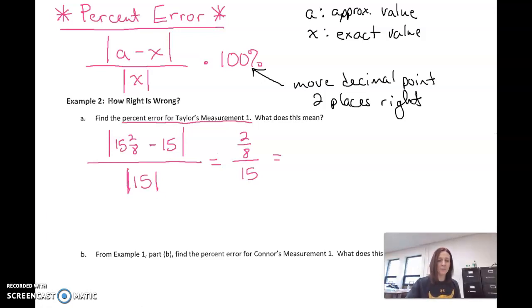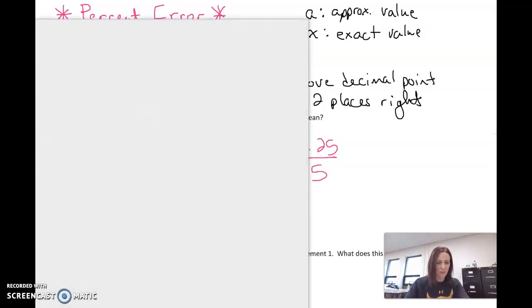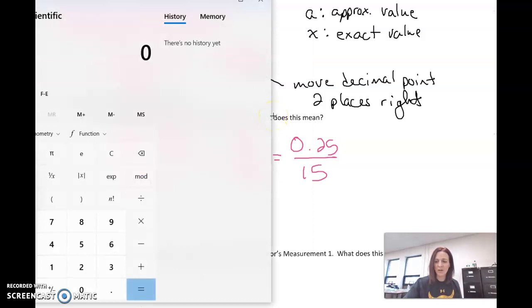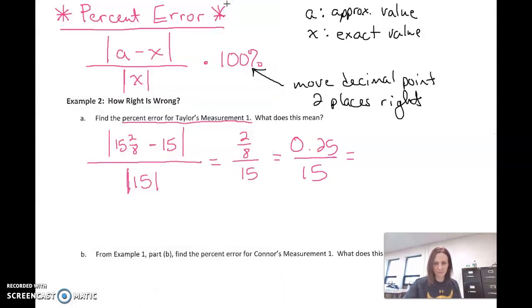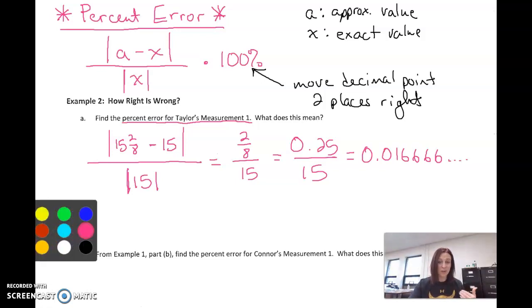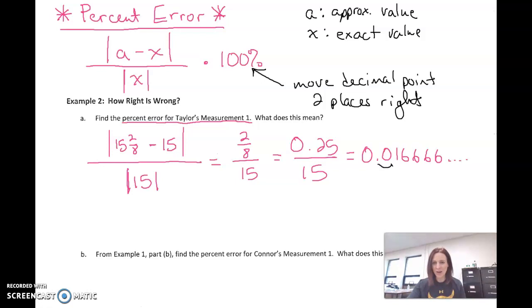Well, 2 divided by 8 is 1/4, or I'm sorry, reduced it's 1/4 or 0.25. So if you just take a calculator, and if I go 0.25 divided by 15, I get 0.01666666. That is like, we'll say the percent decimal, no, I'm sorry, like the decimal error. We want the percent error. So what we do is we take our decimal point and we move it 2 places to the right. Basically, you're multiplying by 100%. We're making it into a percent.